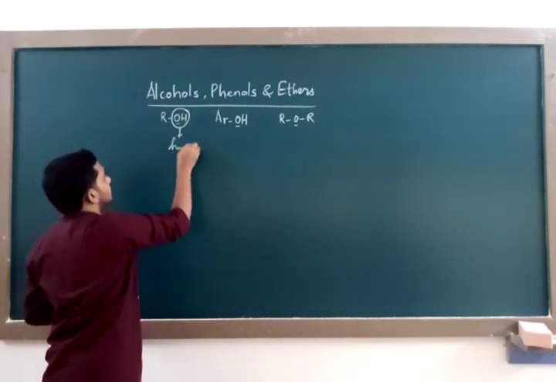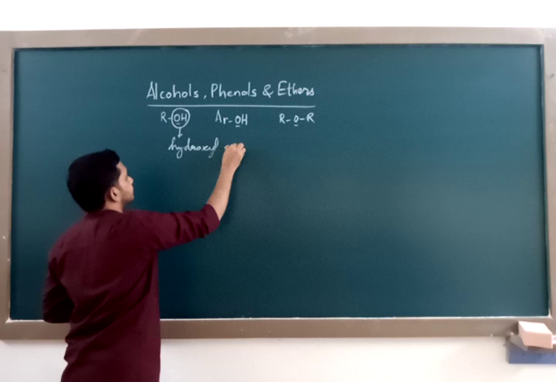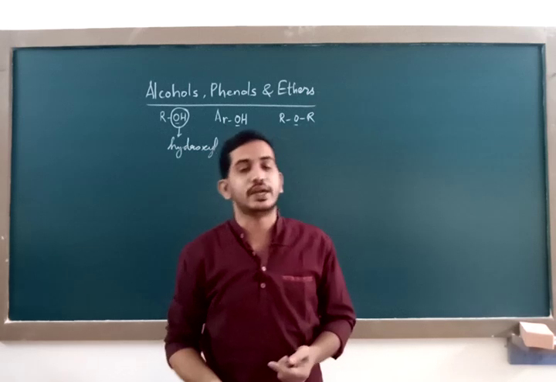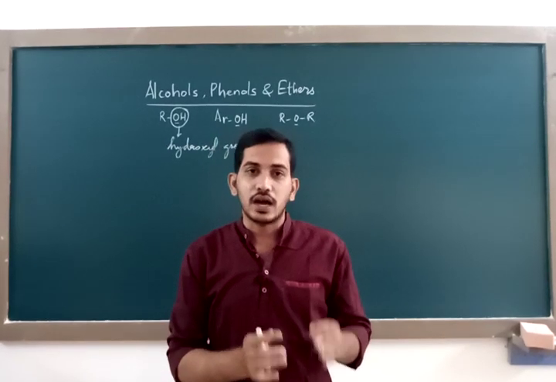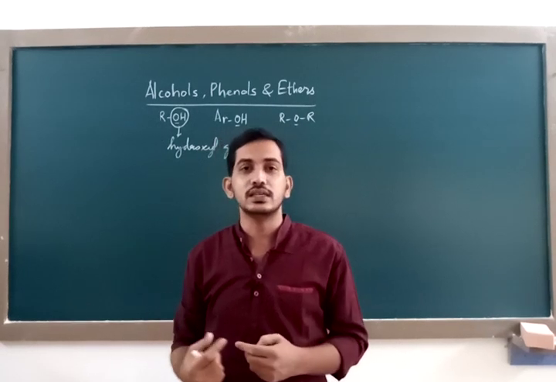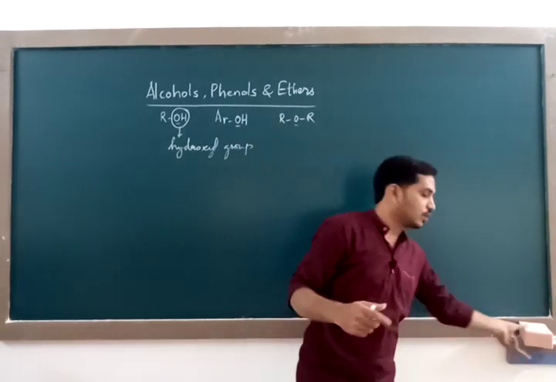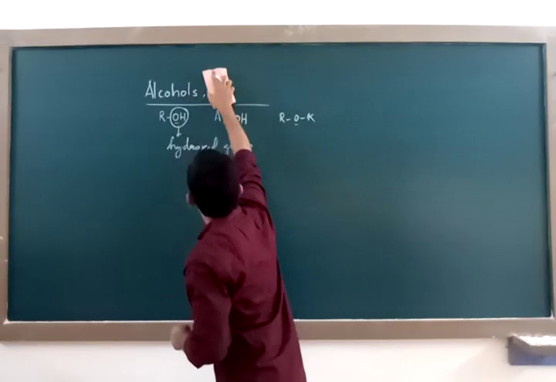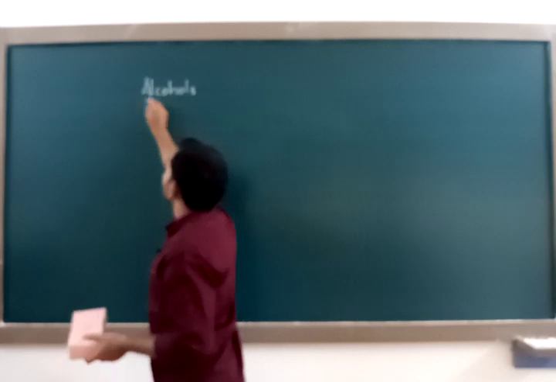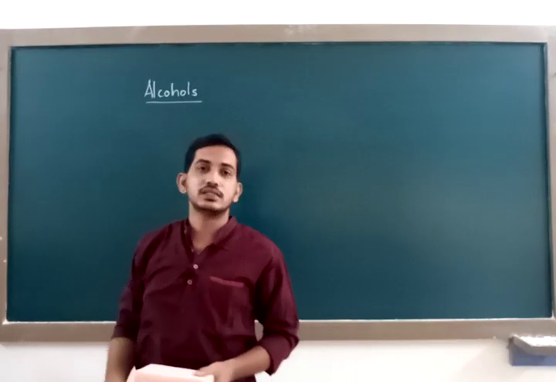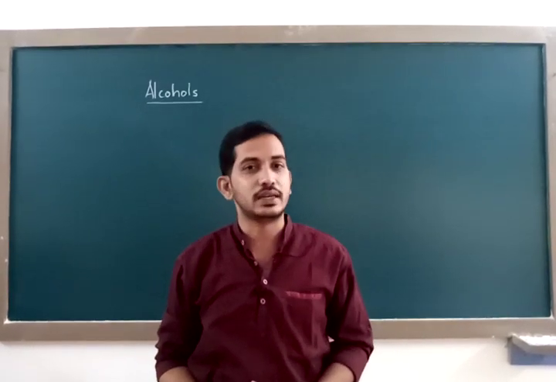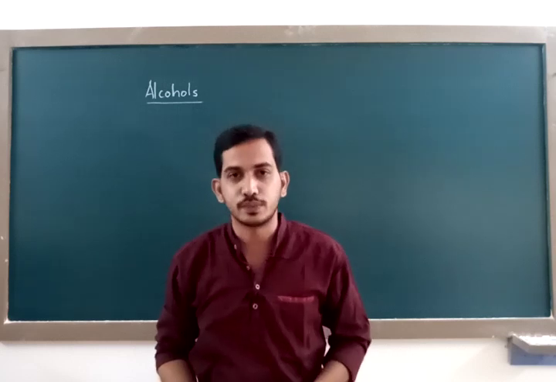This group is called the hydroxyl group. So from any alkane you are replacing one hydrogen or more hydrogen atoms by hydroxyl groups. If you are replacing hydrogen atoms of alkanes by hydroxyl groups, then they are called alcohols. So today we shall study only alcohols. Alcohols are hydroxyl derivatives of saturated hydrocarbons. They are obtained by replacing one or more hydrogen atoms of alkanes by the same number of hydroxyl groups.